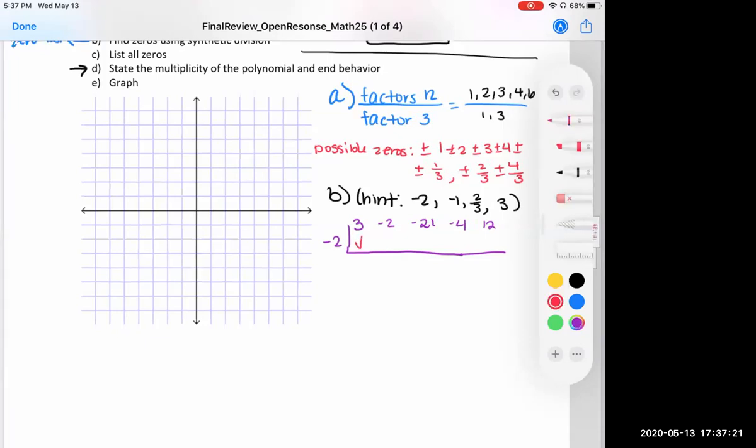So we bring down our leading number, and then we're going to perform the algorithm. So we add and multiply, add and multiply. -2 times 3 gives me -6. We add them, we get -8. -2 times -8 gives me +16. -21 plus 16 gives me -5. -2 times -5 gives me 10. -4 plus 10, we get 6. -2 times 6, we get -12. And we get that 0 at the end, just like we needed.